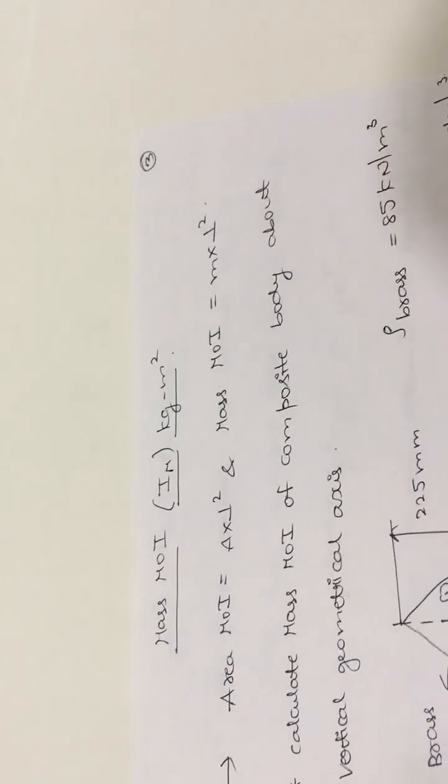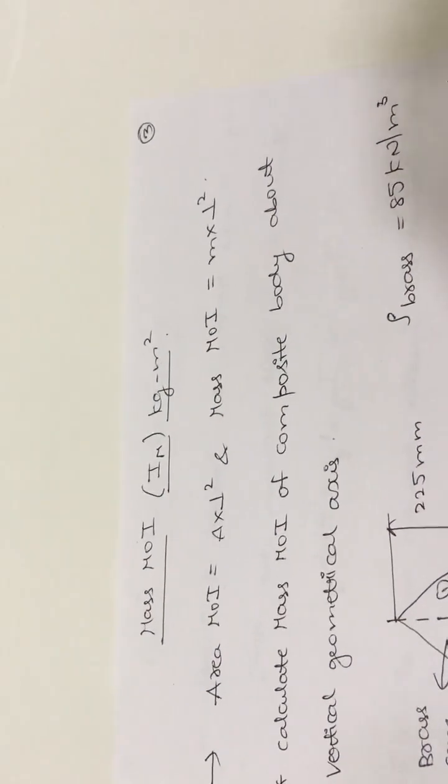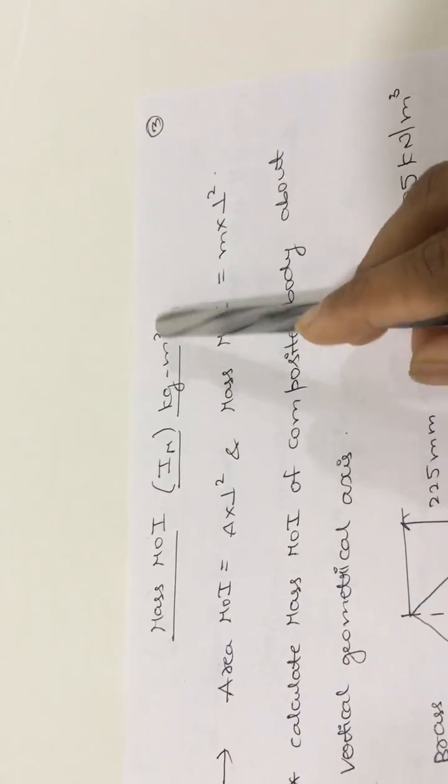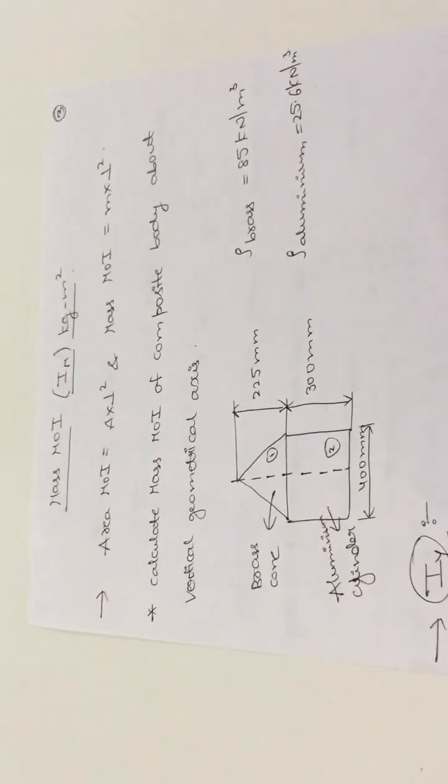Suppose in the problems it is given in centimeters, then you will get the units in kg centimeter square. According to the dimensions given in the question, you will get the units for the mass moment of inertia. Now we will calculate one problem for the mass moment of inertia.